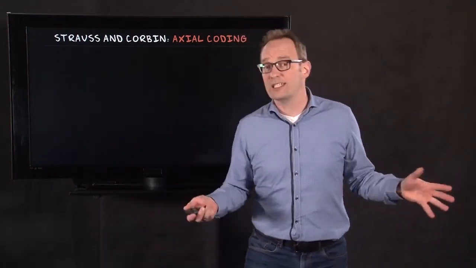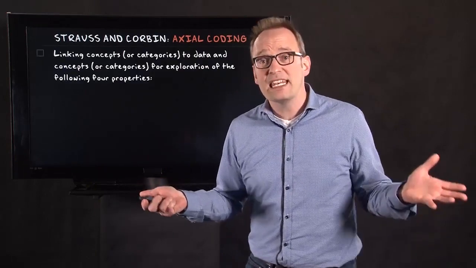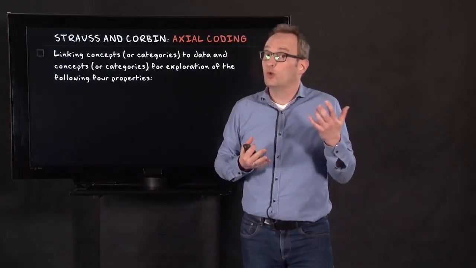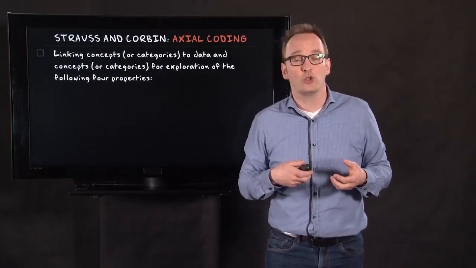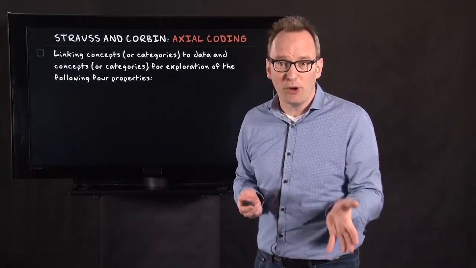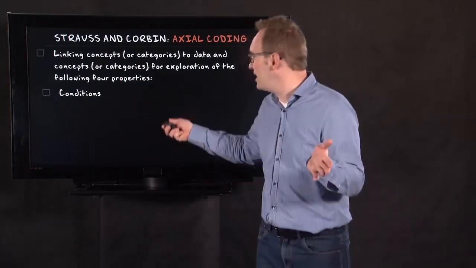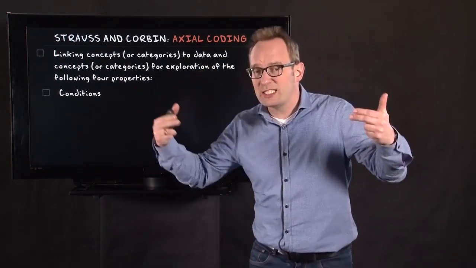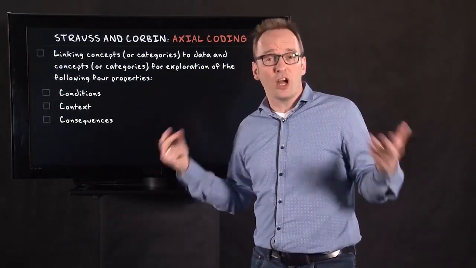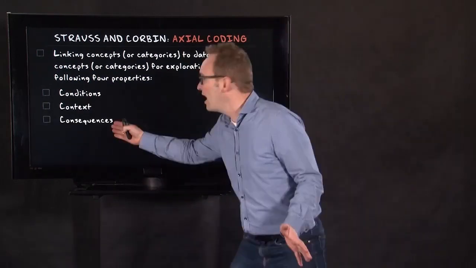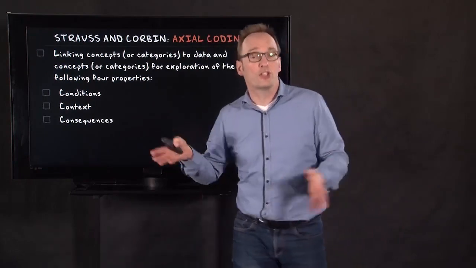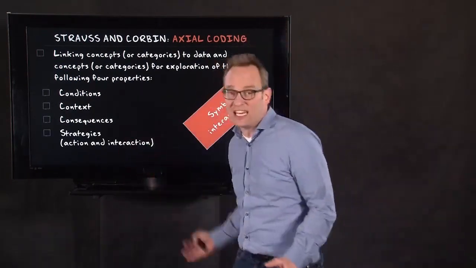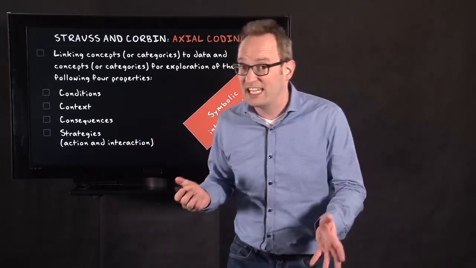And you organize them into categories. And then you try to link these categories to each other, but also to 4 specific properties. And these properties are conditions. So in what conditions does this behavior occur? In what context does this behavior occur? What are the consequences of a certain type of behavior? And what strategies are behind it? And what action and interaction strategies can I see in this?